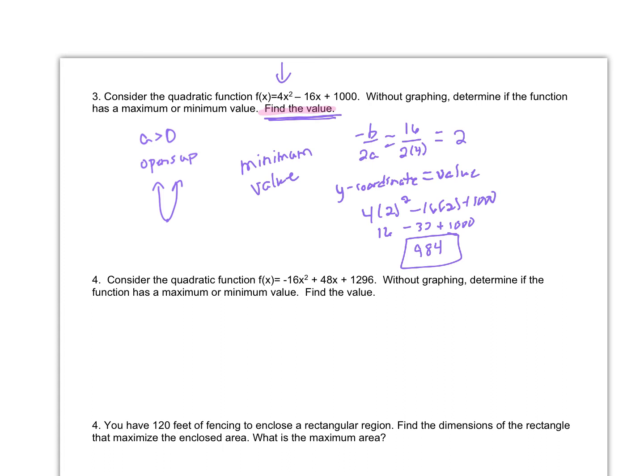Yes, this also tells us that we know what our vertex is for this graph, that it would be at the point (2, 984). But I want you to remember that if it just asks for the value, we're just going to give the y-coordinate.